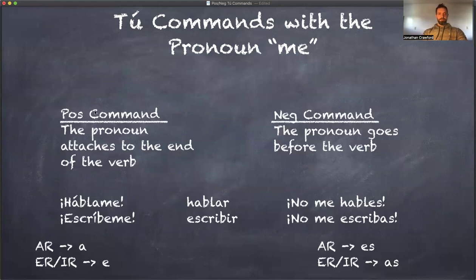All right, so just remember, if it's a positive command, the pronoun goes to the end of the verb, whereas if it's a negative command, the pronoun goes before the verb. So like, háblame, no me hables. And then also you have to remember that the AR verbs go to an A, and the ER and the IR verbs go to an E when they're positive. Or when they're negative, AR verbs go to ES, and the ER and the IR verbs go to an AS.